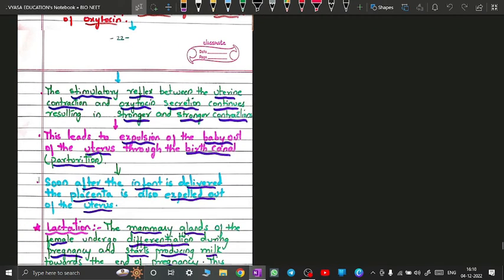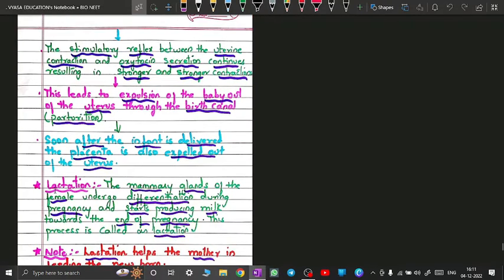Finished. Soon after the infant is delivered, so now the baby has come out, it is called delivery of the child. Soon after the infant is delivered, the placenta is also expelled out, because there is no work for the placenta now, isn't it? So that also is expelled out of the uterus.